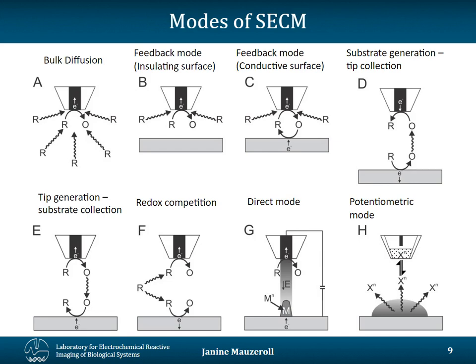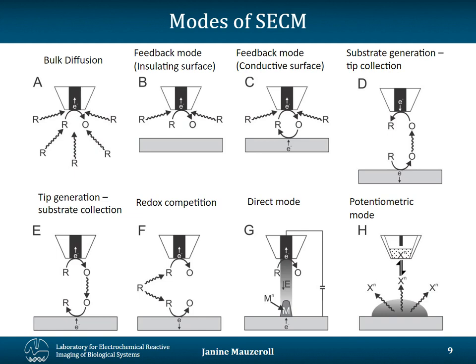So on this slide, I'm trying to showcase that there are different modes of SECM. If we look at panel A, on the top, you have the microelectrode and you see R and O, which are our redox species in solution. The R demonstrates that there is a hemispherical diffusion of the species to the electrode surface. And so, scanning electrochemical microscopy is highly influenced by how fast species move in a particular media, but also how fast that electron, which you see in the dark portion of the microelectrode, gets transferred.